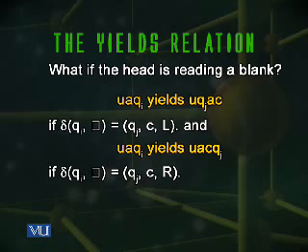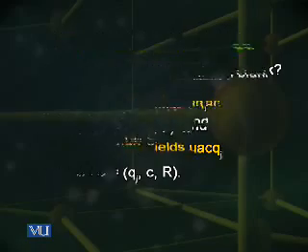Similarly, if delta of qi comma blank is equal to qj comma c comma r, in this case uaqi would yield uacqj. Once again, the machine has replaced the symbol blank with a c and moved to the right, and therefore is now reading another blank. Have we discussed all the possibilities? Have we completely specified the yields relation? Actually, one annoying detail is left.